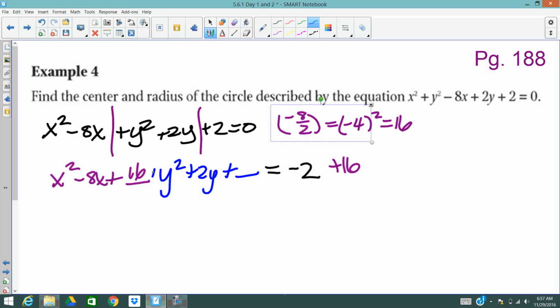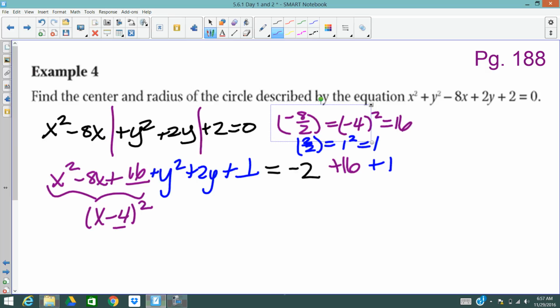So we have 2 divided by 2, which is 1, squared is 1. So I'm going to add 1 to the left side, add 1 to the right side. So now my trinomial x squared minus 8x plus 16 factors to be the quantity x minus 4 squared.